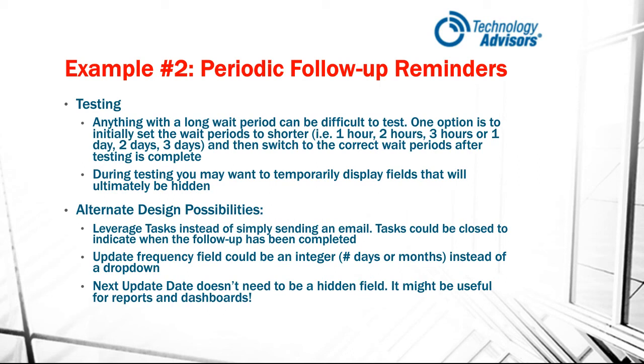The update frequency in their example was 3 different time periods, annually, biannually, or quarterly, but you could have had something like an integer field for a number of days or number of months instead of a drop-down field, or you could have more options on that drop-down field.